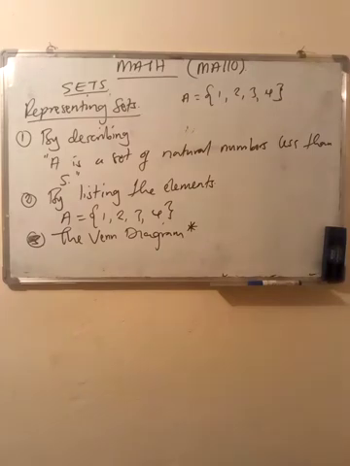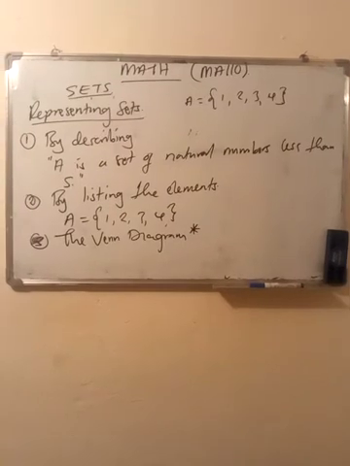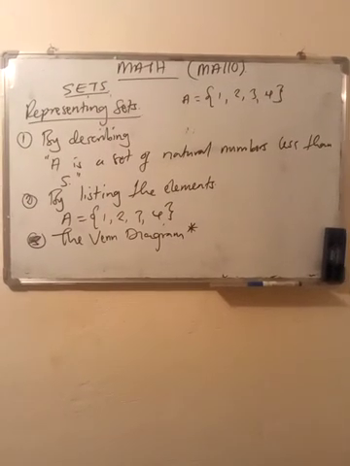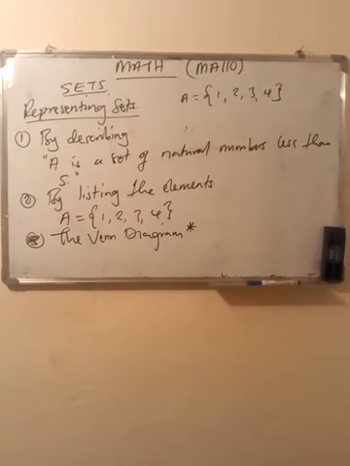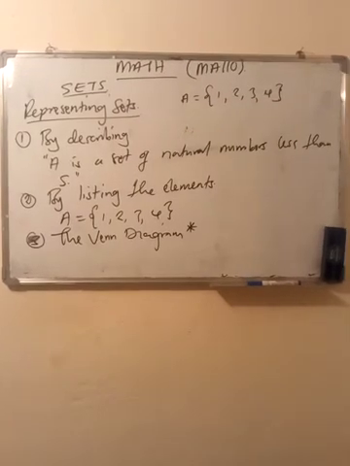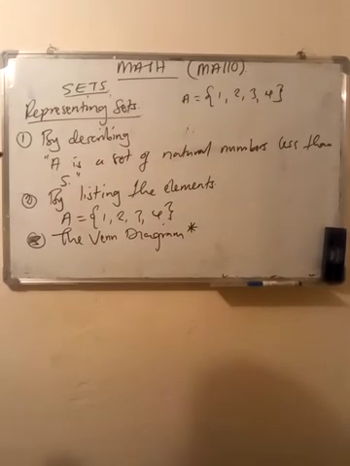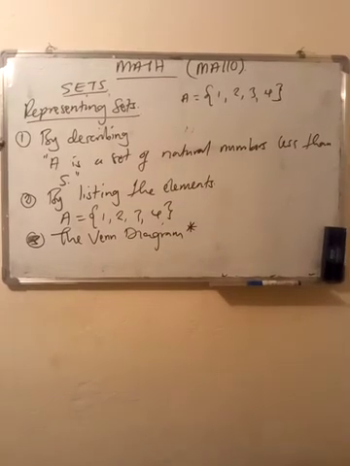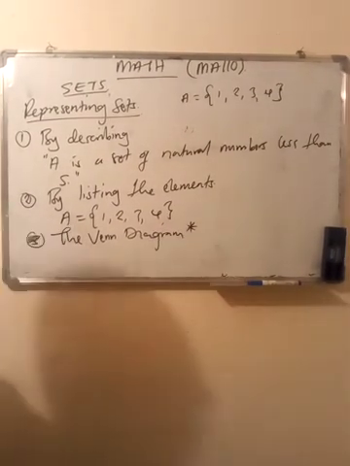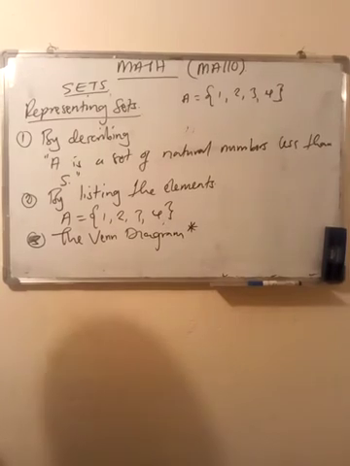All right, so I was saying that the third way of representing sets is by using the Venn diagram. Like I mentioned, we're not going to look at the Venn diagram so much because it's something that you've been looking at almost all your life so far. So let's look at the fourth way of representing sets.